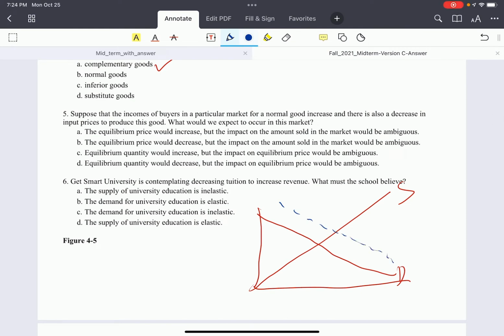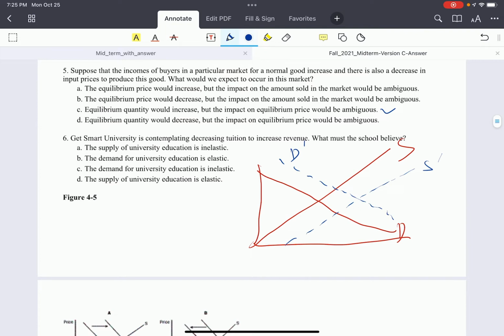And then for the supply curve, there is a decrease in the input price. And we know that this will push supply higher, which means supply should shift to the right. And what you can see here is the quantity will for sure be higher and the price will be ambiguous, which means you should choose C here.